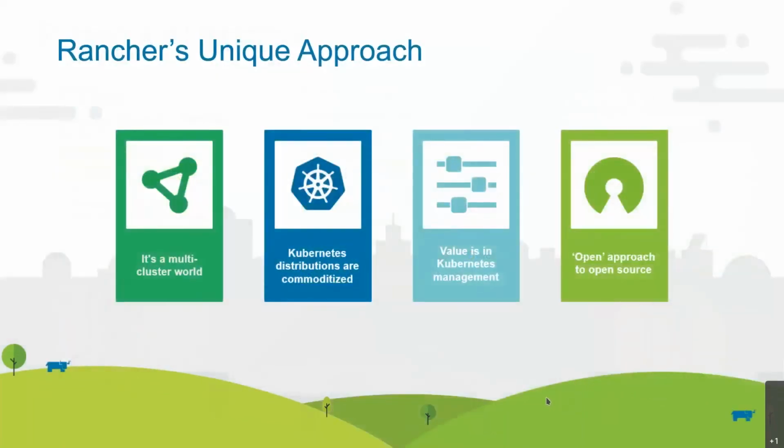So before I get to the Rancher MCM UI part of the demonstration, I just want to re-highlight Rancher's unique approach. It is a multi-cluster world. You're not going to have one Kubernetes cluster with multiple architectures. You may, but you may choose to have a Kubernetes cluster for S390X, a Kubernetes cluster for x86-64, a Kubernetes cluster for the data center, a Kubernetes cluster for the cloud, a Kubernetes cluster for the edge.